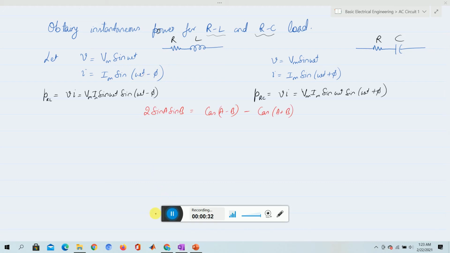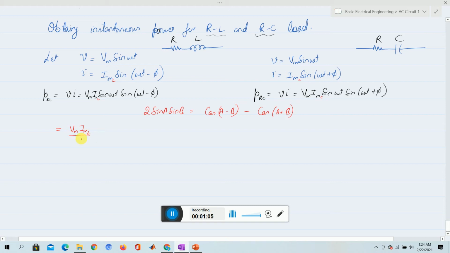So we have written the expression for P_RL and P_RC here. For the sake of clarity we give the nomenclature L and C, because even though the reference voltage is the same, these two values will differ. So we are just changing the nomenclature with I_ML and I_MC. And we know that 2 sin A sin B is cos(A minus B) minus cos(A plus B). So we will write down the same expression.